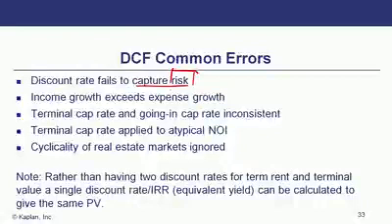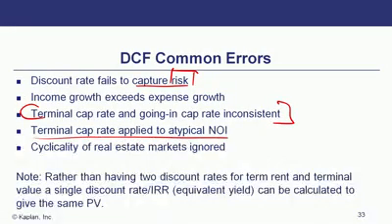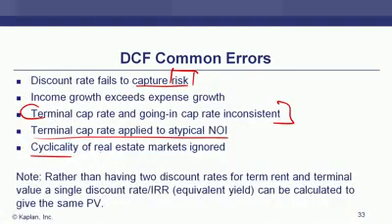So the terminal cap rate and the going-in cap rate are inconsistent. Well, why is it that somebody's going to be willing to pay more for the building in 10 years when you get ready to sell it than you're paying today? The terminal cap rate is applied to an atypical NOI. In other words, you make assumptions about how you get to that NOI, and that's basically a nice way of saying that they're overly optimistic. And then, of course, people forget about the cyclicality of the real estate markets, right?